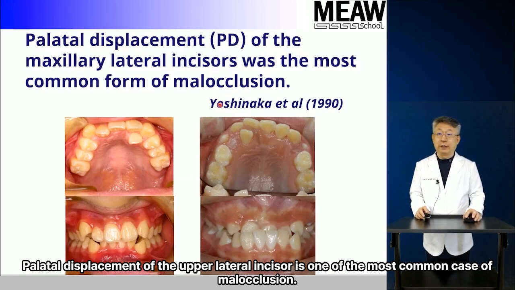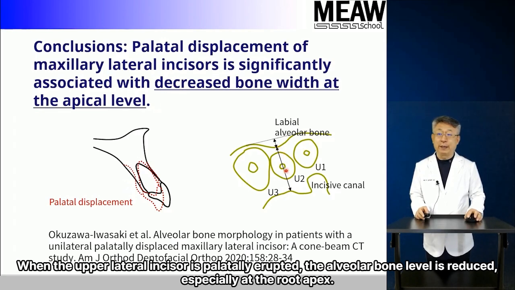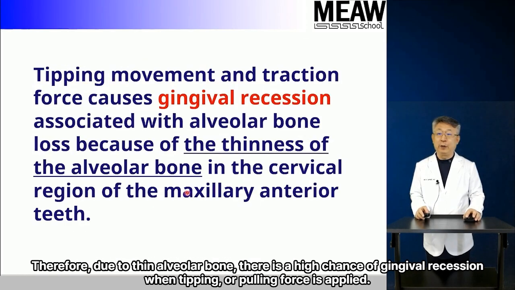Palatal displacement of the upper lateral incisor is one of the most common cases of malocclusion. When the upper lateral incisor is palatally erupted, the alveolar bone level is reduced, especially at the root apex. Therefore, due to thin alveolar bone, there is a high chance of gingival recession when tipping or pulling force is applied.